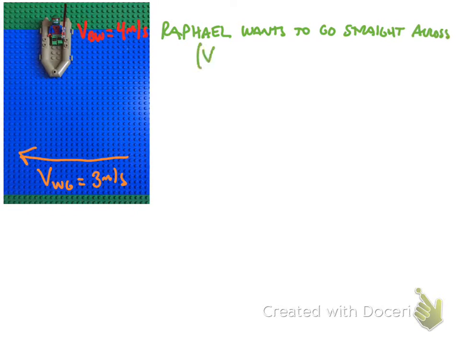Here's Raphael again, and we've got the water going 3 meters per second to the left, and Raphael's boat can go 4 meters per second. But this time, Raphael wants to end up going straight across the river.